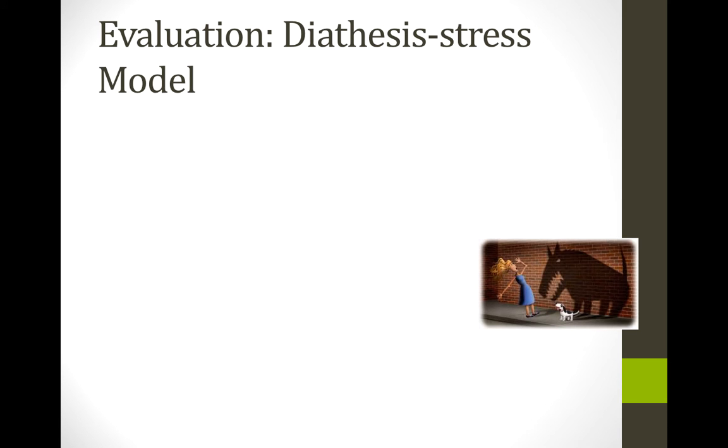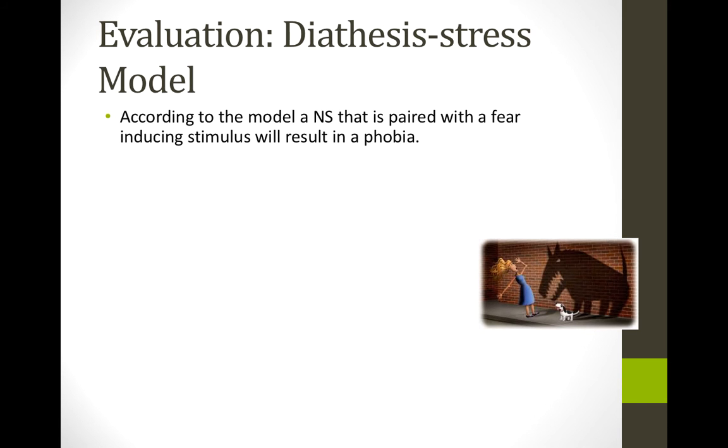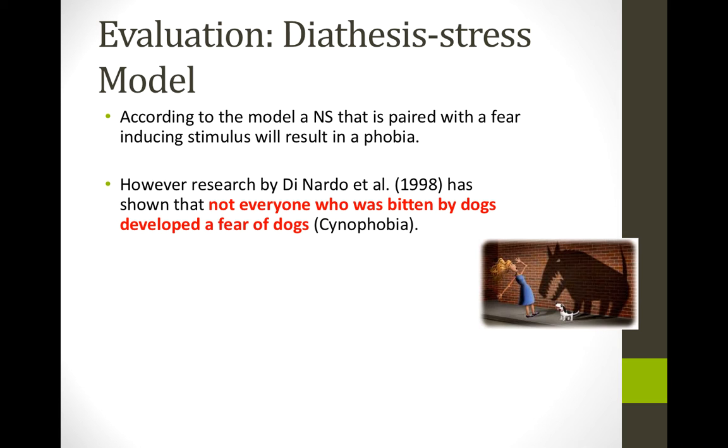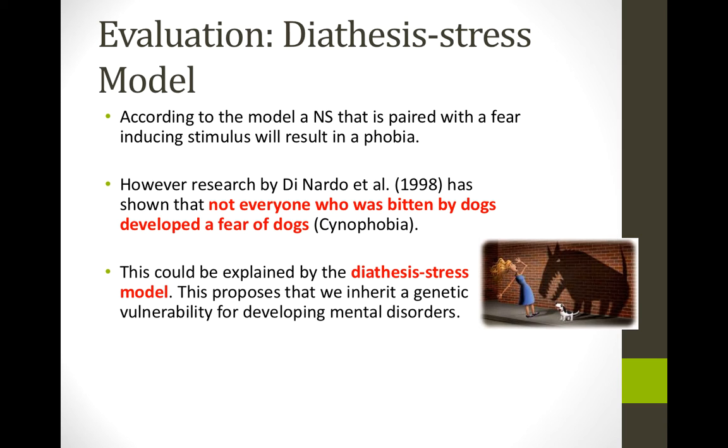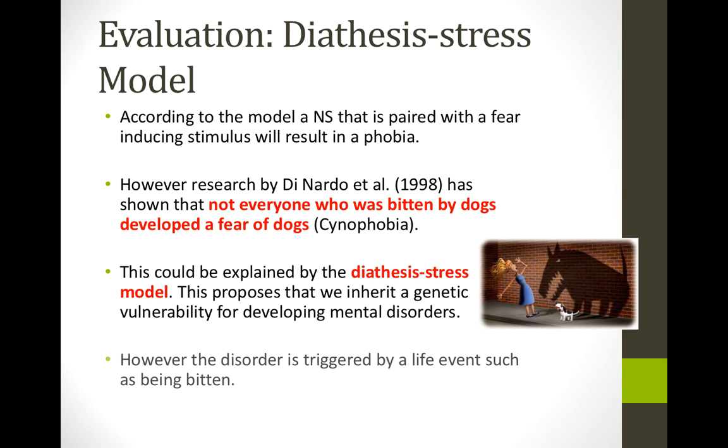The second evaluation point is the diathesis-stress model. According to the two-process model of phobias, an association between a neutral stimulus and a fearful experience will result in a phobia. However, researchers found, for example, that not everyone who is bitten by a dog develops a phobia of dogs. This could be explained by the diathesis-stress model, which proposes that we inherit a genetic vulnerability for developing mental disorders. However, a disorder will only manifest itself if triggered by a life event, such as being bitten by a dog. So a dog bite would only lead to a phobia in those people who have such a vulnerability.